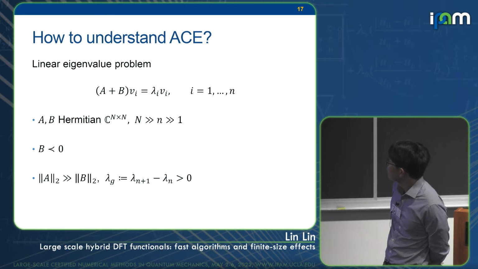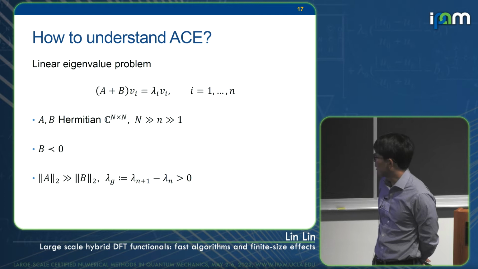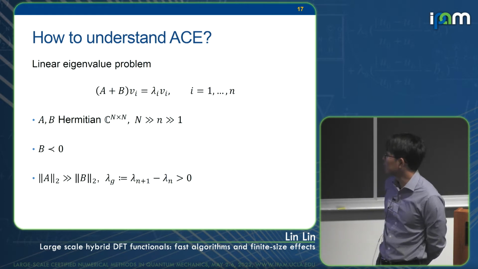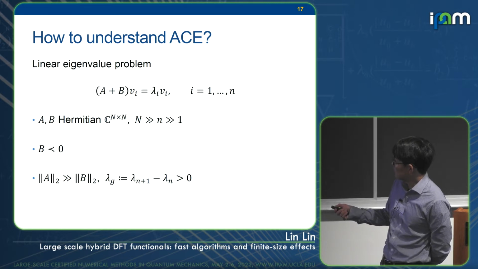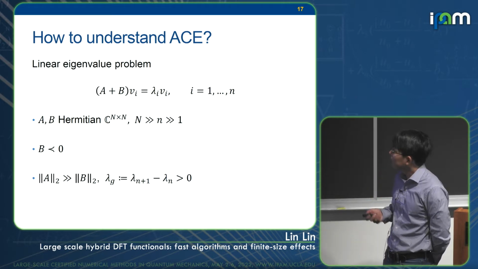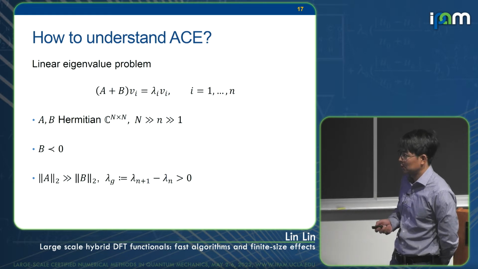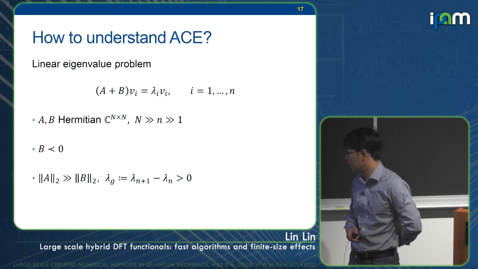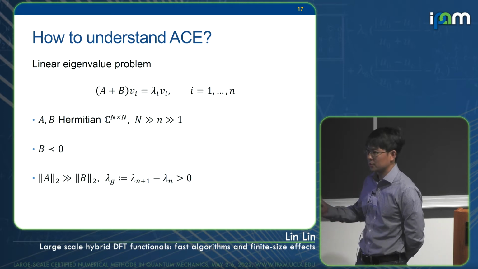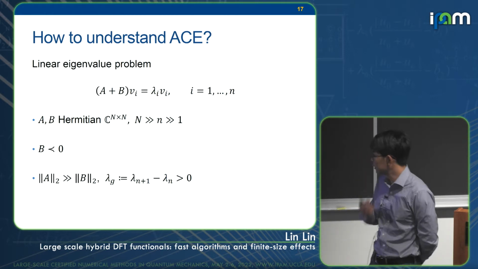So how does it work? To understand how this method works, we look at a simpler problem, a linear eigenvalue problem. It takes the form A plus B, eigenvalue. You want the lowest n eigenvectors, where A and B are Hermitian matrices of size capital N by capital N. Capital N is much larger than the number of eigenvectors you want. Capital N is like the number of plane waves you have. Small n is the number of electrons you have, and you have a lot of electrons. So that's the parameter regime we're interested in.